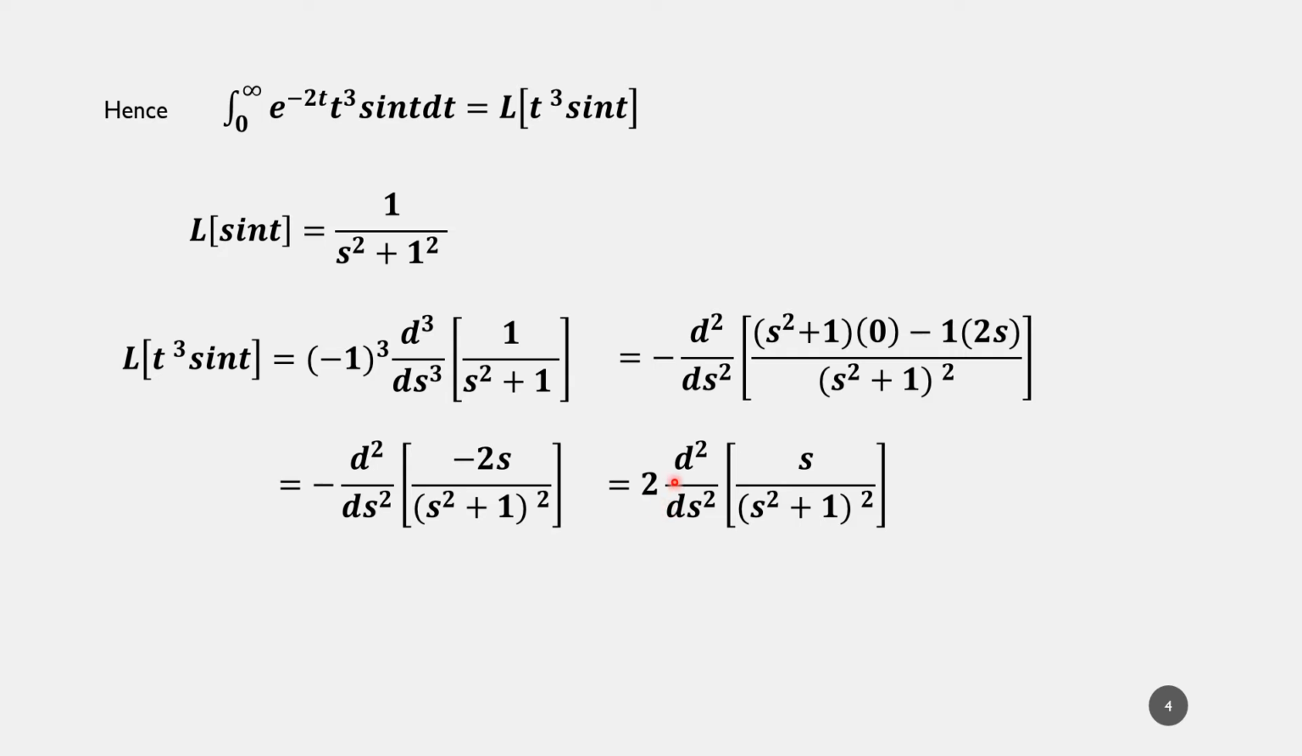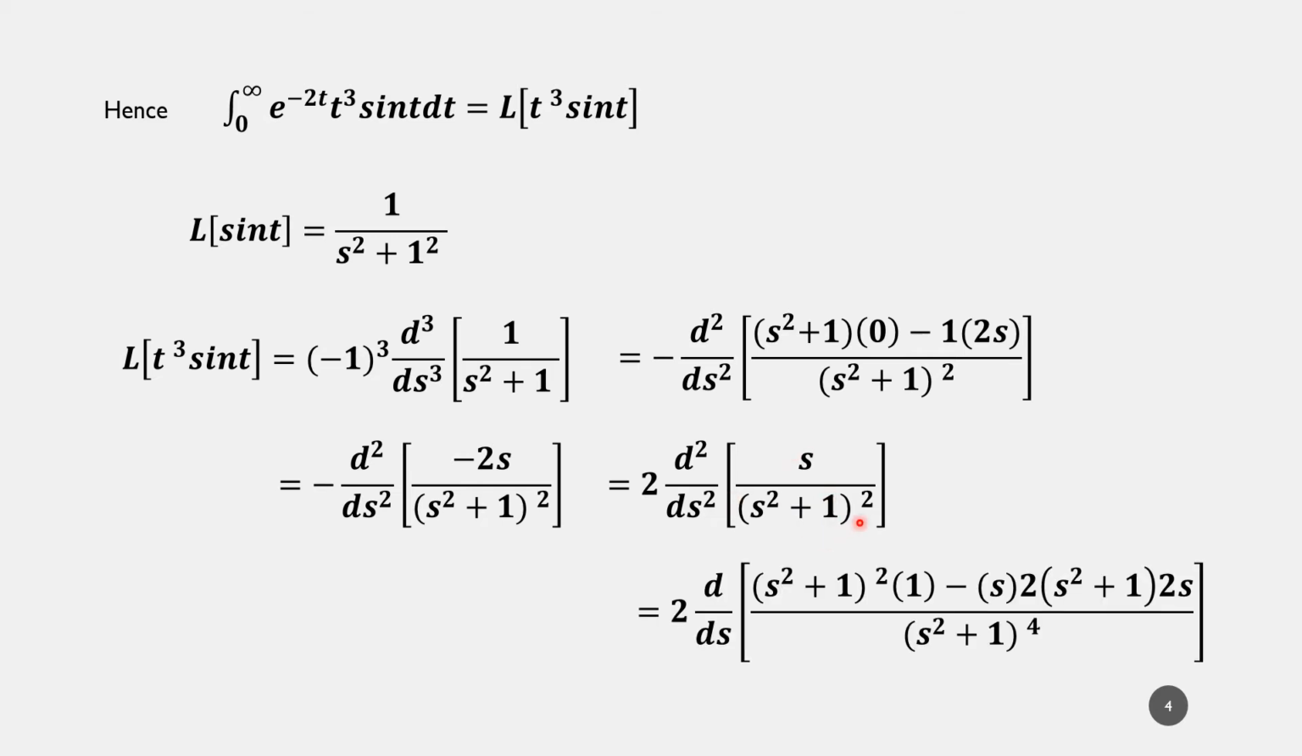So it becomes 2 into d square by ds square of s upon, now using u by v, so again v into derivative of u, that is 1, minus u into derivative of v, which is 2 into s square plus 1 into the derivative of s square plus 1, which is 2s, upon denominator square or v square. So v du minus u dv upon v square. It always starts with v. v du minus u dv upon v square.